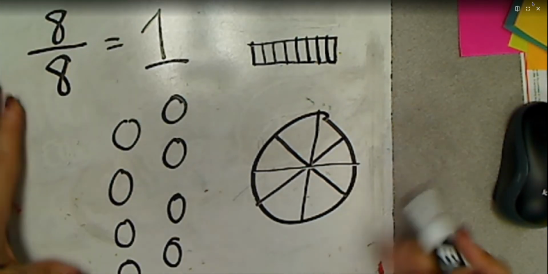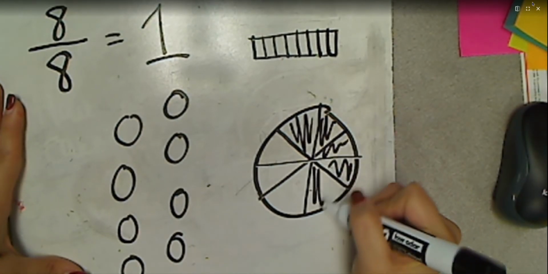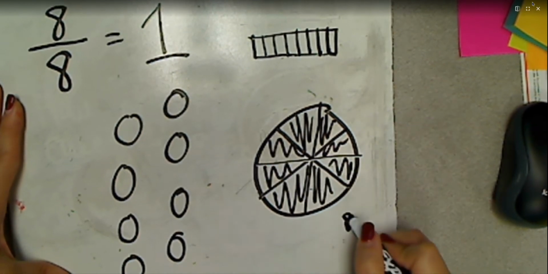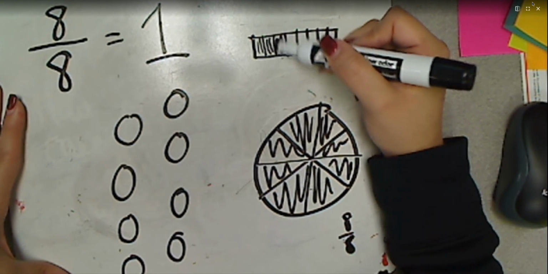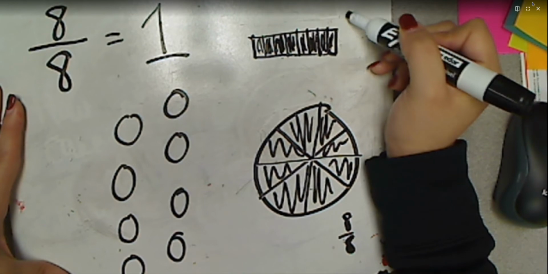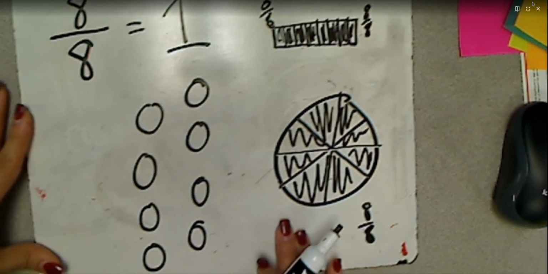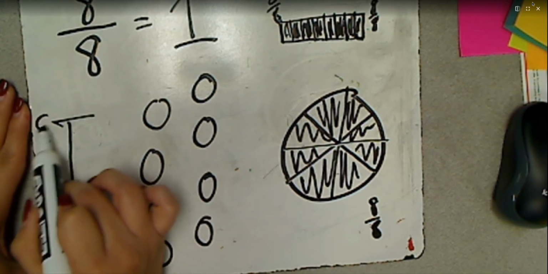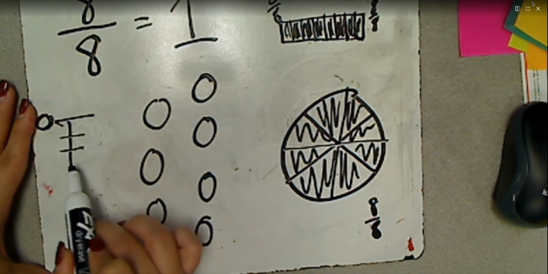And 8 out of 8 means that you are either shading or maybe leaving them unshaded. It all depends on the question. So this is 8/8. Over here, these are all shaded. And that is 8/8. Remember, you could stop at 0/8. Our number line could even look different. We could maybe start at 0 over here and go all the way to 1. And we have 8 parts.